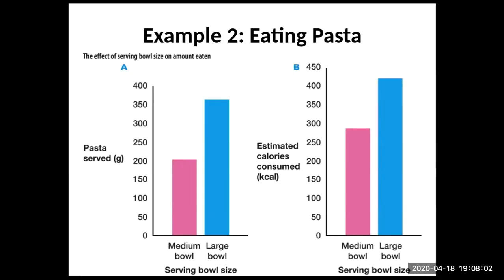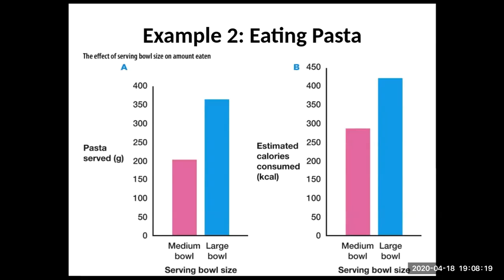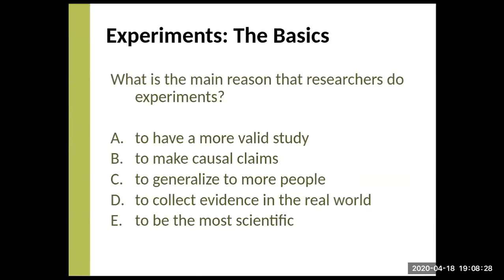The only difference we want in this experiment, right, in the original experiment, experiment 1, the only difference we wanted was the color of the ink, or in the follow-ups, the replications, the color of the booklet cover. In example 2, the only difference we want between the groups is whether or not they had a medium bowl or a large bowl. So let's get back to the basics and give you guys a quick trivia question.